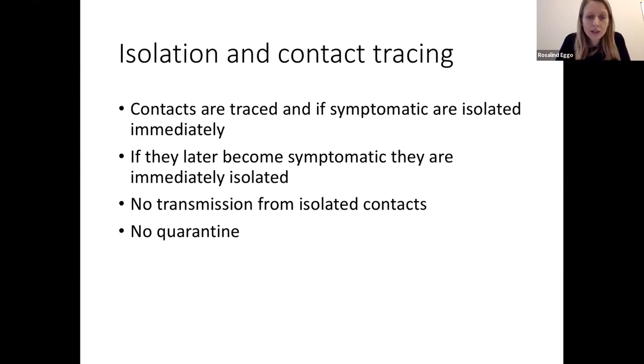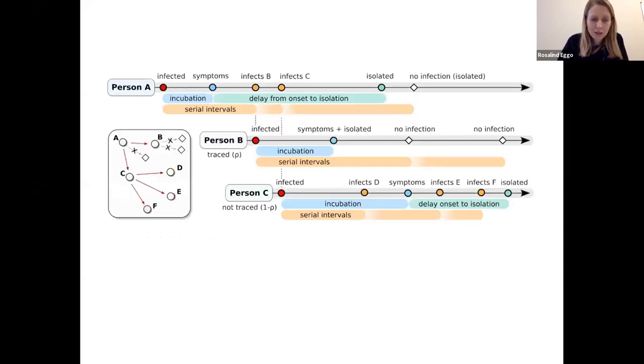Okay, so contacts are traced, and if they are symptomatic, they are isolated immediately. If when they're traced they are not symptomatic, then we don't do anything with them. But if they later become symptomatic, they're immediately isolated. And there's no transmission from isolated contacts. So we assume this is really good isolation. And as I said, there's no quarantine.